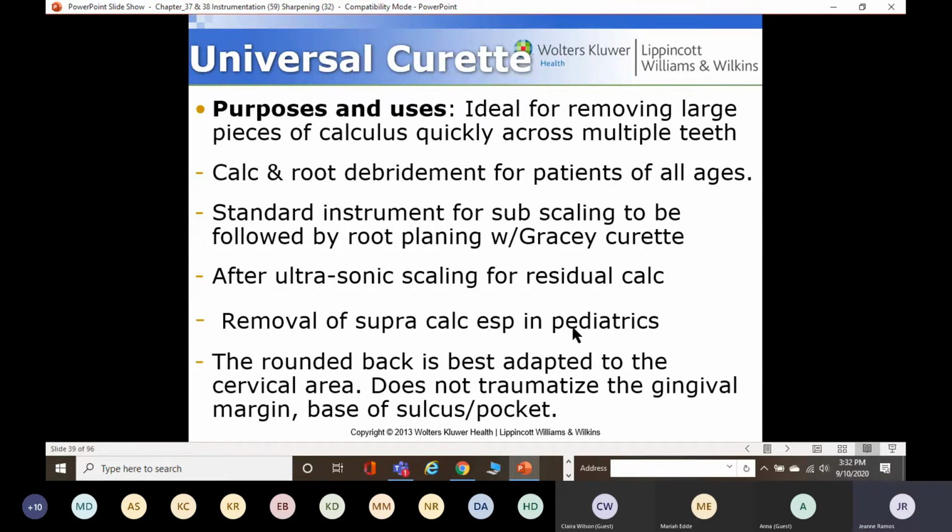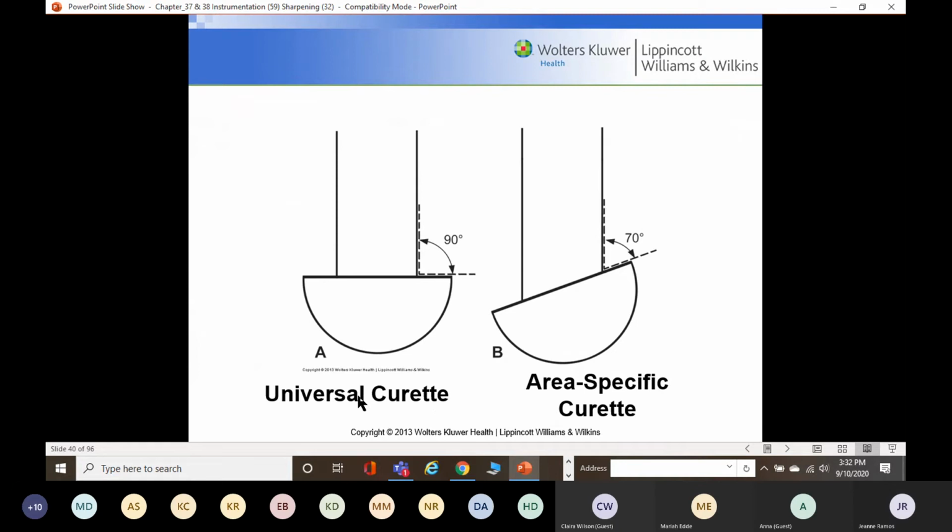Removal of supracalculus, especially in pediatrics, a universal curette is good for. The rounded back is best adapted to the cervical area around the gingival margin. It does not traumatize the gingival margin or the base of the sulcus or pocket. So here's your universal. On your outside angle is 90. Your inside angle is 70. And it's also 70 from the blade to the tooth. So it's 70 from the shank to the blade and 70 from the blade to the tooth.